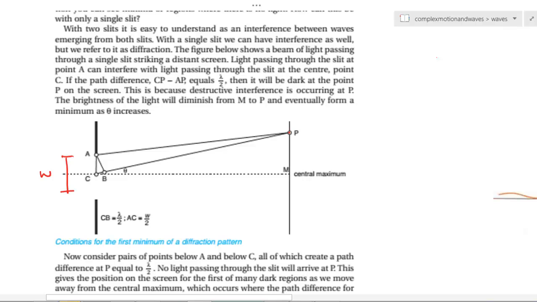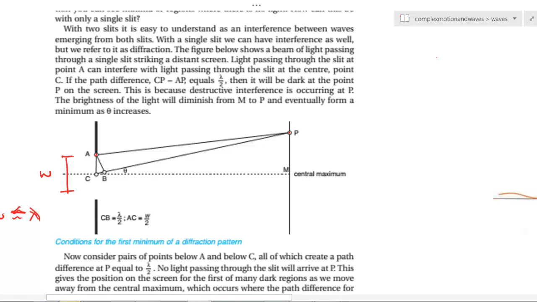And that width has to be around about the order of magnitude of the wavelength or less. So width is around about that or less. And if you have a slit that's around about that length, then you'll get a significant amount of diffraction. Diffraction is basically when you get two interfering waves which can interfere both constructively or destructively.